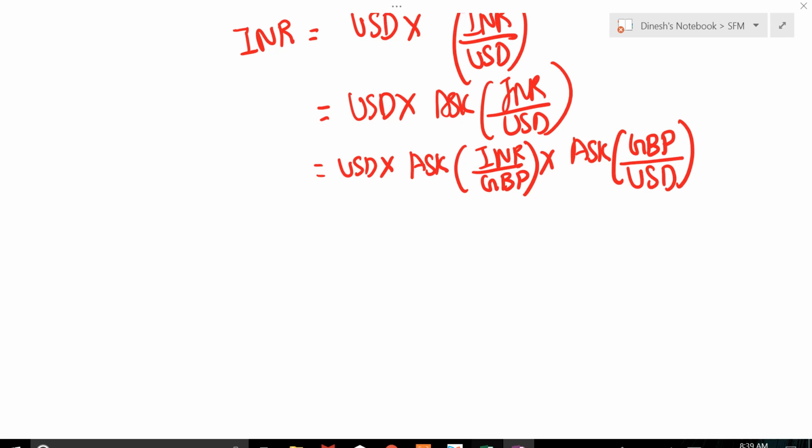Again, one important thing: when you solve a problem, don't bring direct, indirect into the picture. That will unnecessarily complicate stuff. After getting the formula, see whether you have INR per GBP. If you have, use it. If you don't have it, use 1 by it. That's all. Don't try to confuse yourself by asking whether it's a direct quote or an indirect quote. All of that is a source of confusion.